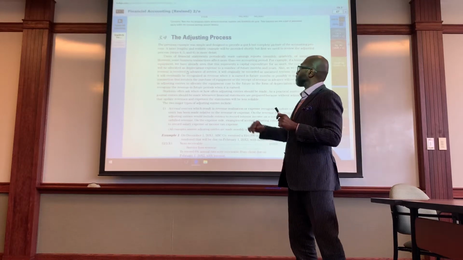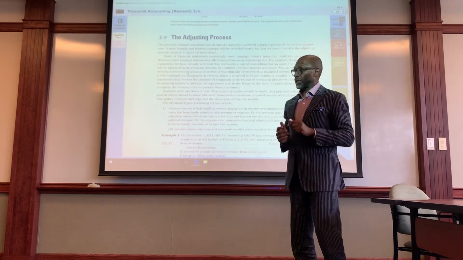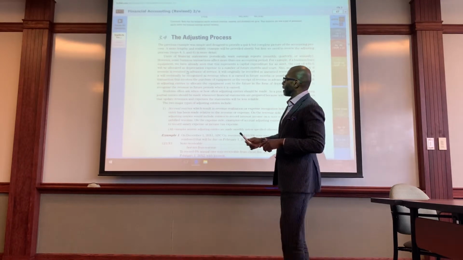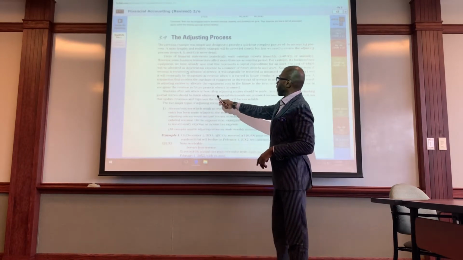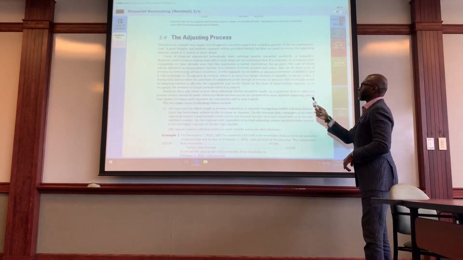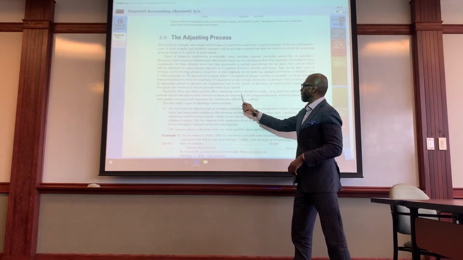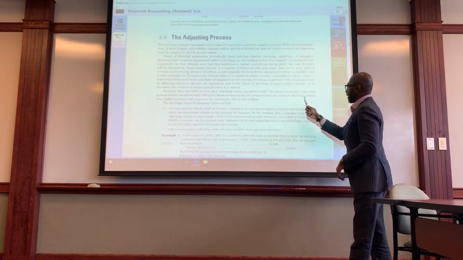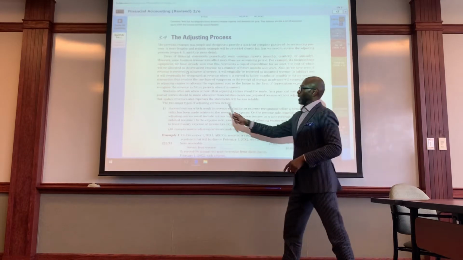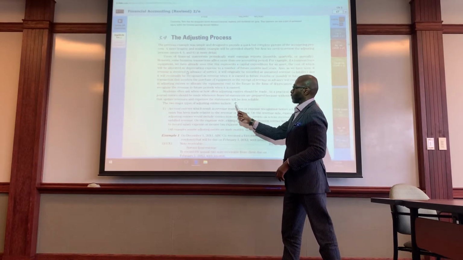We are looking in section 3.4 of the adjusting process. Let's look at what it reads. Students often ask when or how adjusting entries should be made. As a practical matter, adjusting entries should be made whenever financial statements are prepared, because without adjusting entries to update revenues and expenses, the statements will be less reliable.